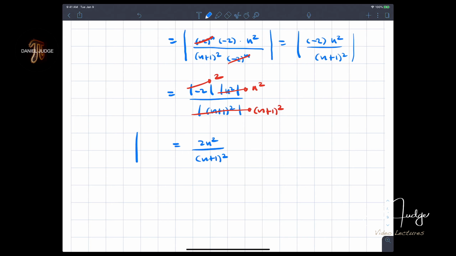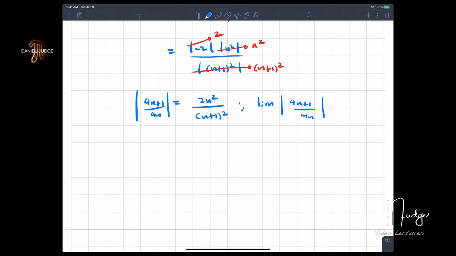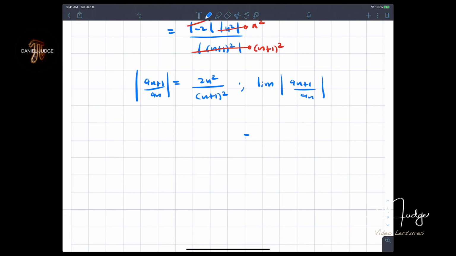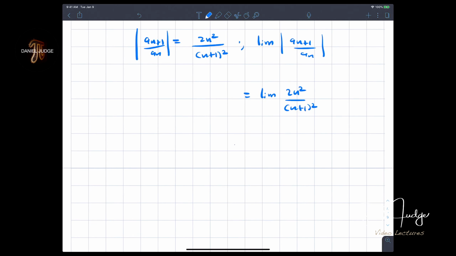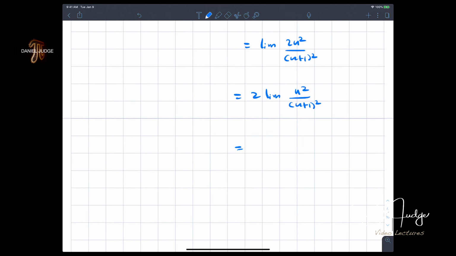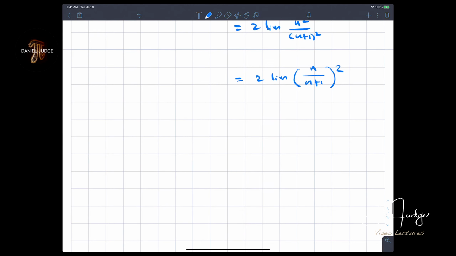So this is, again, the absolute value of the ratio. So we need to take the limit of that. Right? That limit's going to equal 2n squared over n plus 1 squared, and you get to factor out the 2, limit of n squared over n plus 1 squared. And again, you get to use the properties of exponents. It's kind of beginning algebra-ish. And here's where we're at, I guess.